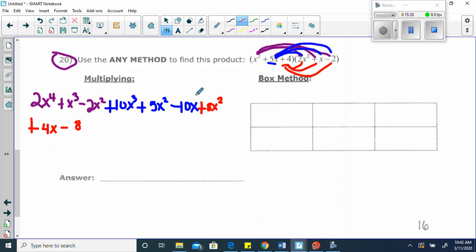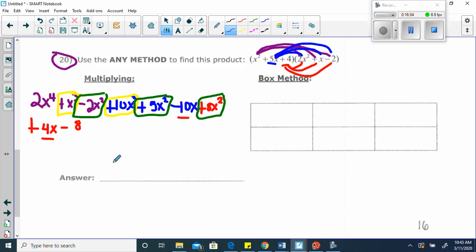Okay? So, I'm going to come in here. I'm going to start boxing. I only have one x to the fourth, so I don't need to worry about that. I have an x cubed here. 10x cubed here. Any other x cubes? No. Okay, I have negative 2x squared here. I have a 5x squared here. I have an 8x squared here. Okay. What else? I have negative 10x and 4x.